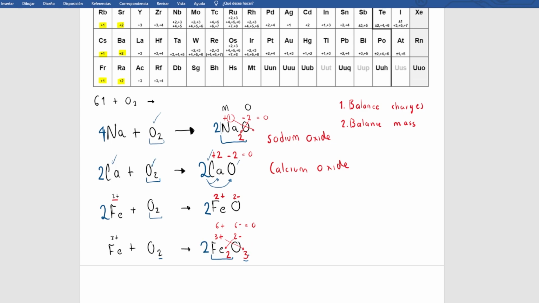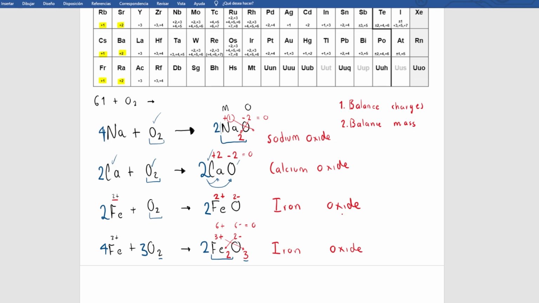2 times 3 is going to be 6. And here we put the 3. And here we have 2 and 2, it's 4. 4 irons. And here we will need to put a number 4. What about the names? Here we'll have iron, which is the name of the cation, oxide, right? And here we have iron oxide.